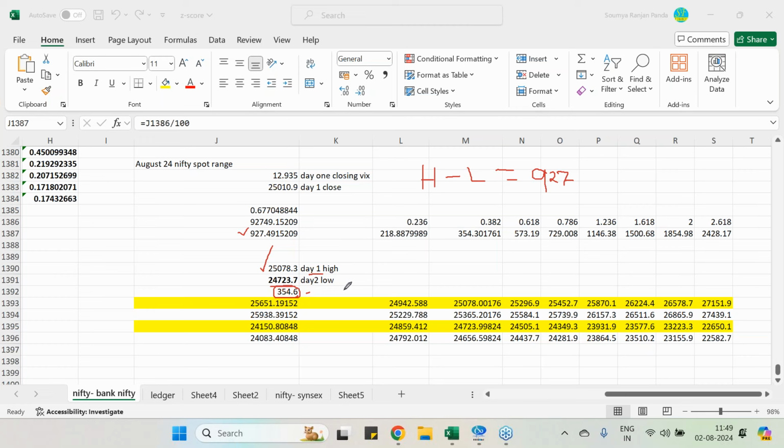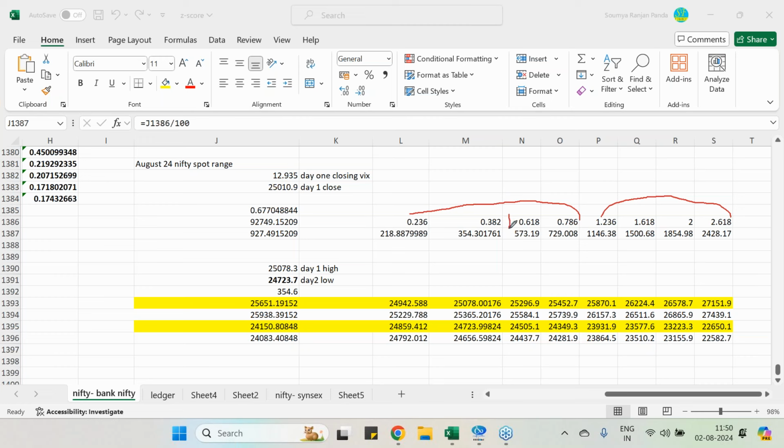Now what I am going to do is show how we can utilize these things for our trade benefit or trend analysis. In that 927 points, I am multiplying the Fibonacci ratios: 0.236, 0.382, 0.618, 0.786, 1.236, 2.618. These are the Fibonacci ratios. One group is the Fibonacci retracement ratios, and the others are the growth ratios, and certain ratios in between I skipped.